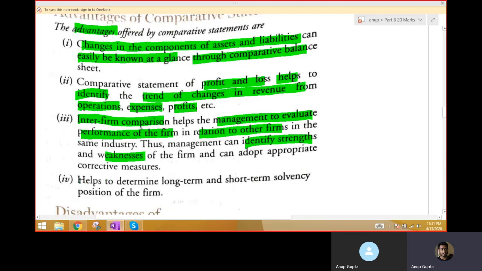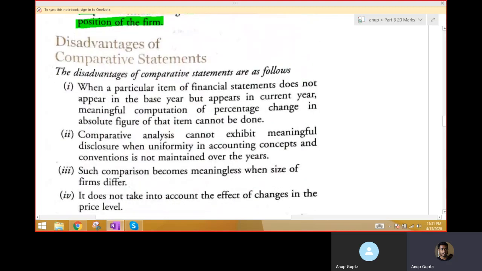The last advantage is it helps in determining the long-term and short-term solvency position of the firm. Solvency means whether the firm will be closed down in the future or will not be closed down in the future. That kind of thing can be seen from the comparative statement.